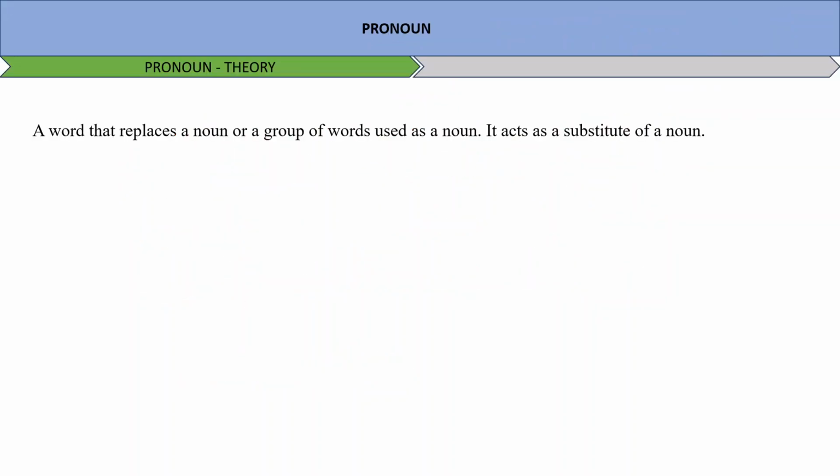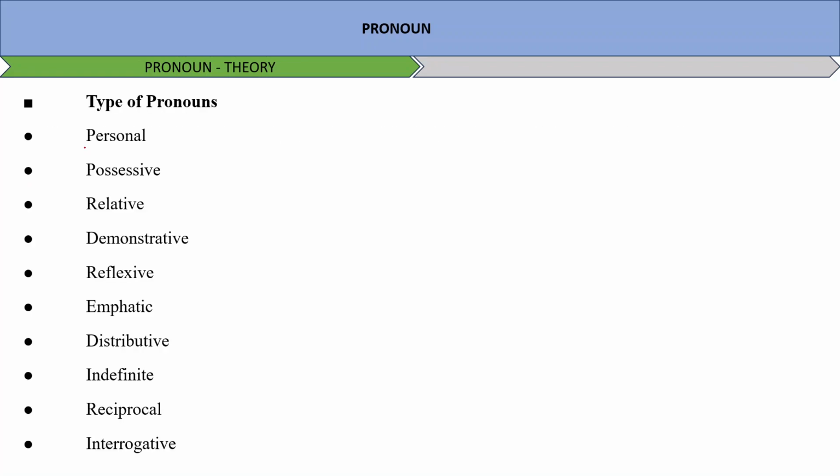Let's get started. So what is a pronoun? A pronoun is a word that replaces a noun or a group of words used as a noun. It acts as a substitute of a noun. Okay, so basically it acts as a substitute of a noun, and definitely it is mentioned for people, things, etc. So we'll know more about pronoun because this is one very important chapter here. So what are the types of pronoun? Let's first understand the types of pronoun.